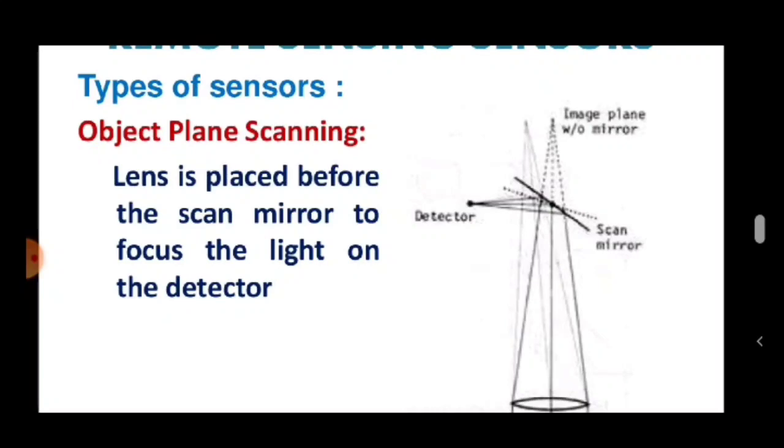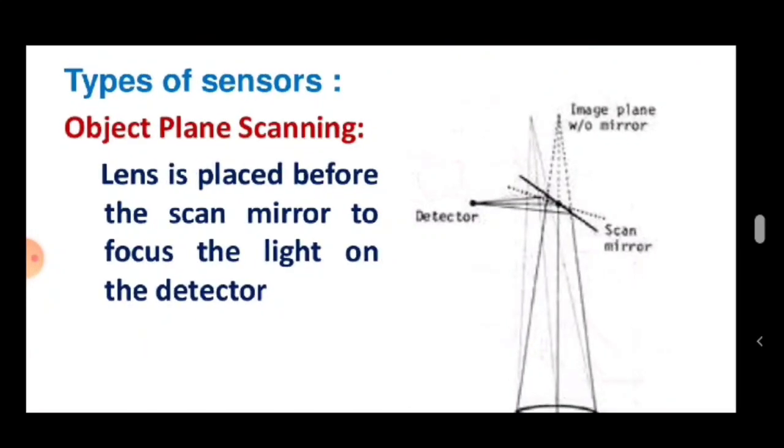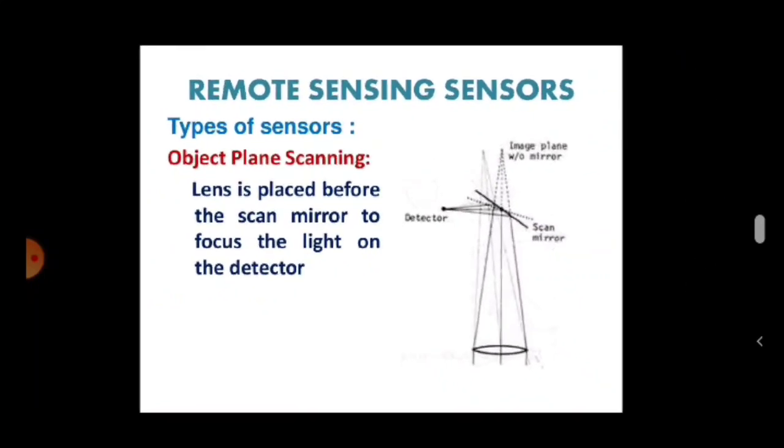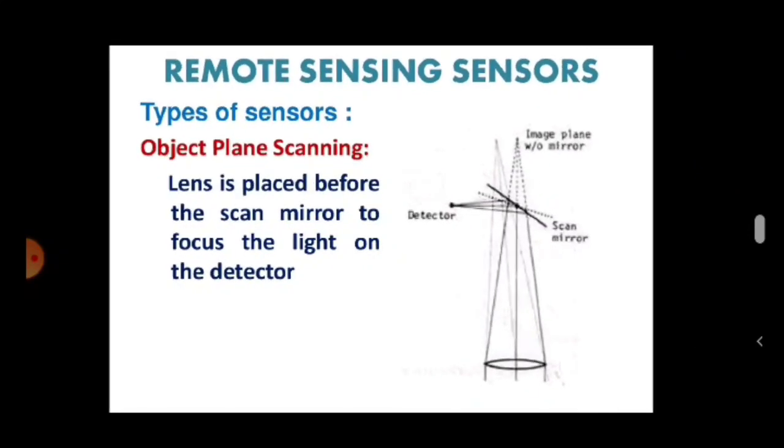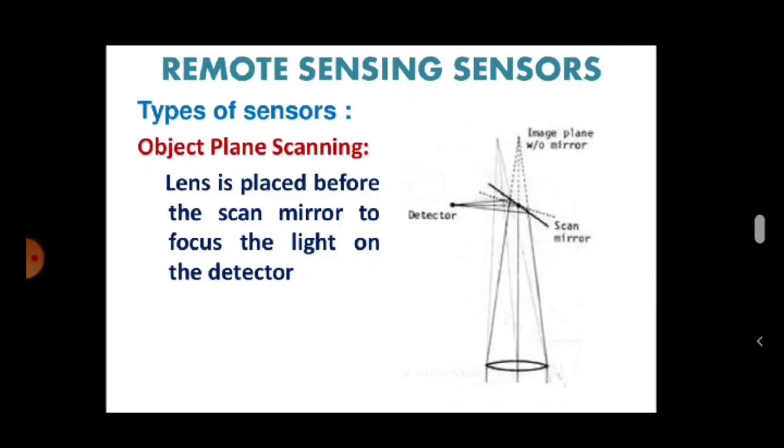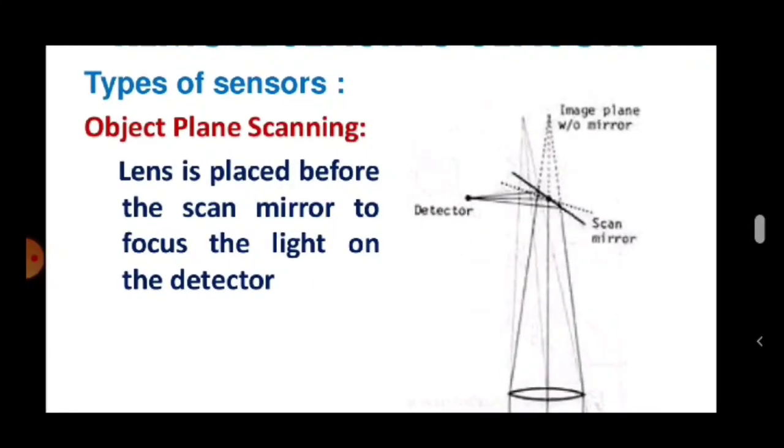And when it comes to object plane scanning, here the lens is placed before the scan mirror to focus the light on the detector. So when it comes to imaging and non-imaging platforms, we can say that both active and passive sensors are divided into scanning and non-scanning types of scanners.